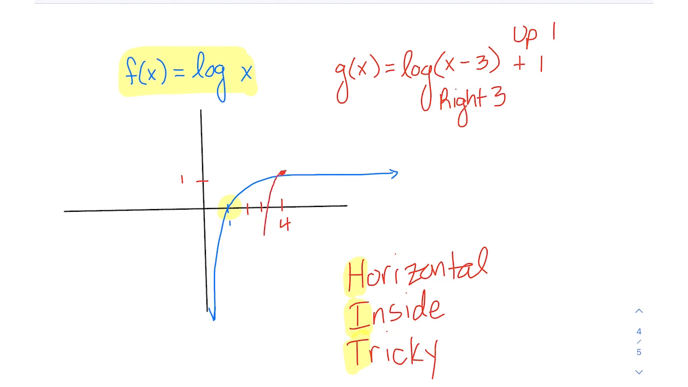So we're going to have this same general shape to our graph that's going to pass through that x-intercept, and then it's going to have an asymptote here at 3, and then it's going to continue to rise as x approaches infinity. So that would be the basic way to apply these shifts to our parent function of f of x equals log of x.